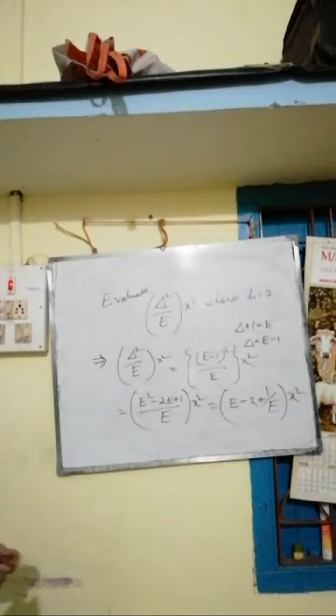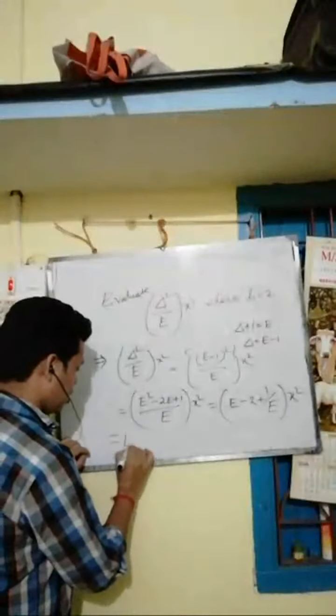(E minus 1) whole square means E square minus 2E plus 1, divided by E of x square. Then we can write E square by E, that means this one is E minus 2 plus 1 by E of x square. That means this is E of x square minus 2x square plus 1 by E, that means E inverse of x square.